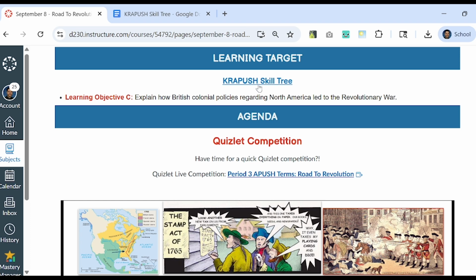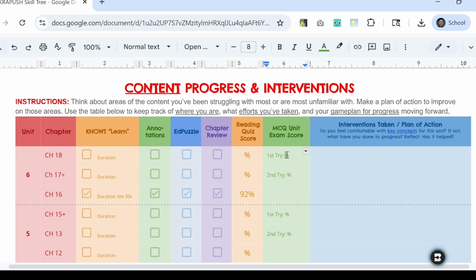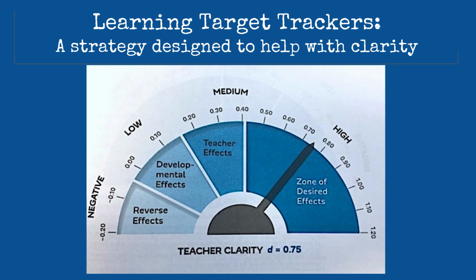I just wanted to talk a little bit about the latest version of my target trackers I've been using with students. And target trackers really go hand in hand with teacher clarity. The effect size of teacher clarity from John Hattie is about a 0.75. So you could see there, that's really phenomenal growth beyond 1 year's growth in 1 year's time for sure.